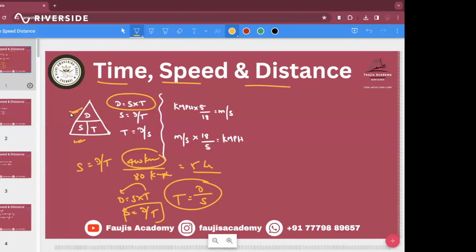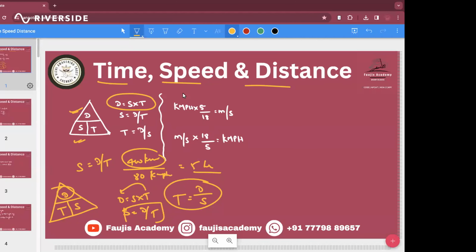Okay. The easiest way to remember this formula is to make a triangle like this. Write d in the upper part, then write st or ts in any interchangeable form, meaning d is equal to t into s. If you have to find out t, it will be d by s. If you have to find out s, it will be d by t. Right, guys? Am I clear? Let's cover up the basics quickly.